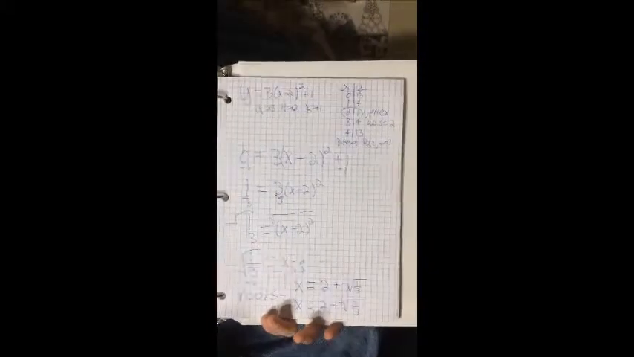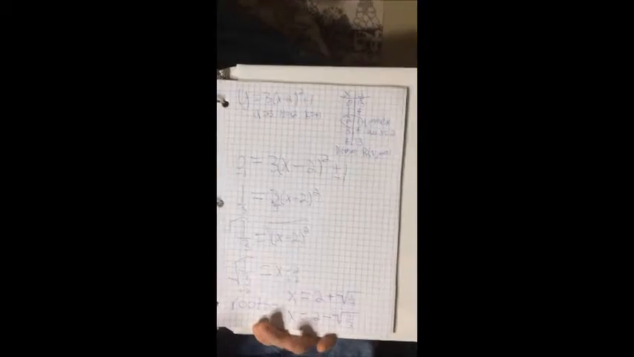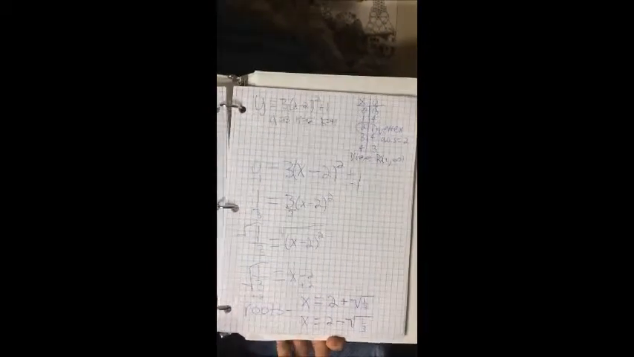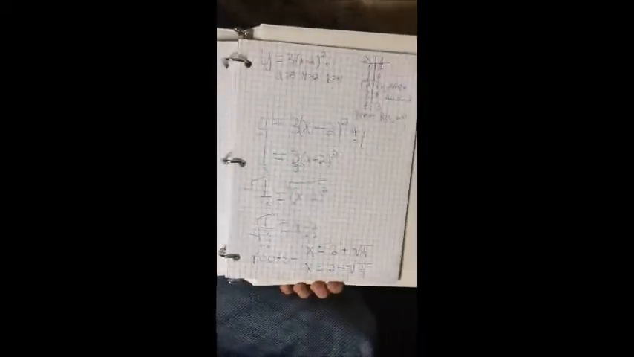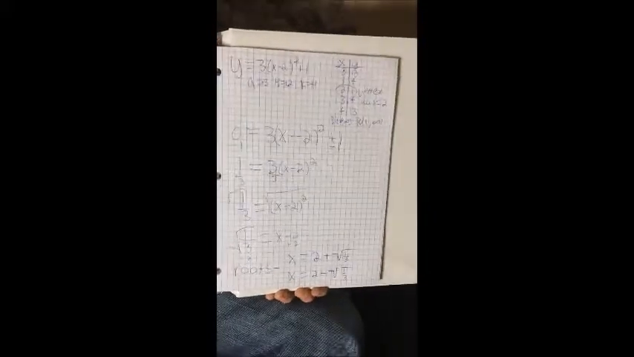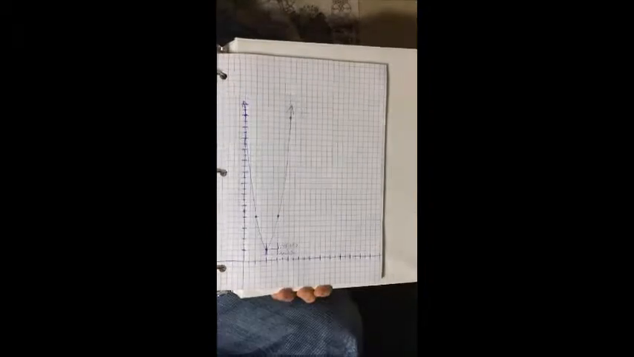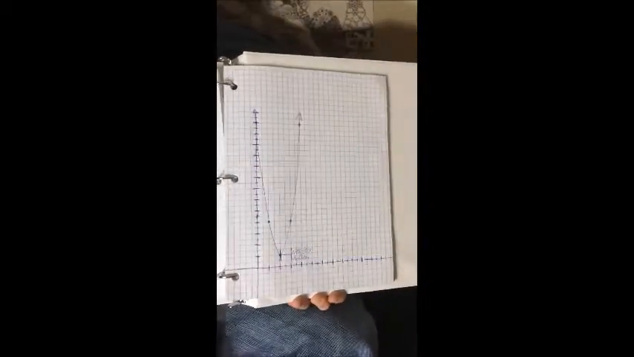And for our roots, we also did the same thing by plugging 0 where y is, and we got the answer to be x equals 2 plus or minus the square root of 1/3. And there's our graph.